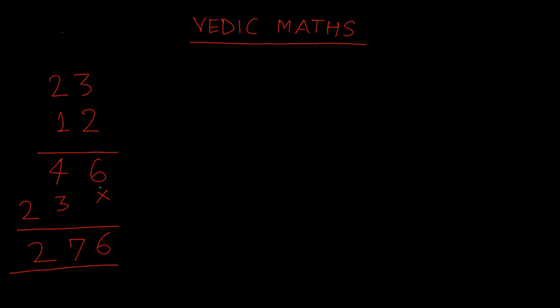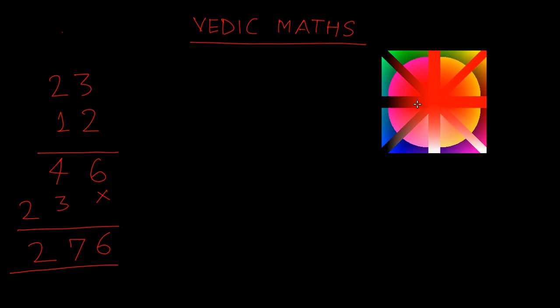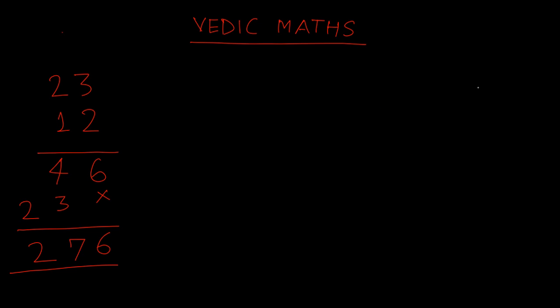So as you can see, it's a three-step process. We are multiplying it two times and again we are adding it, so it takes up a lot of time. So let's try to ease it using Vedic maths, how it can be done using Vedic maths. So the form is pretty simple.